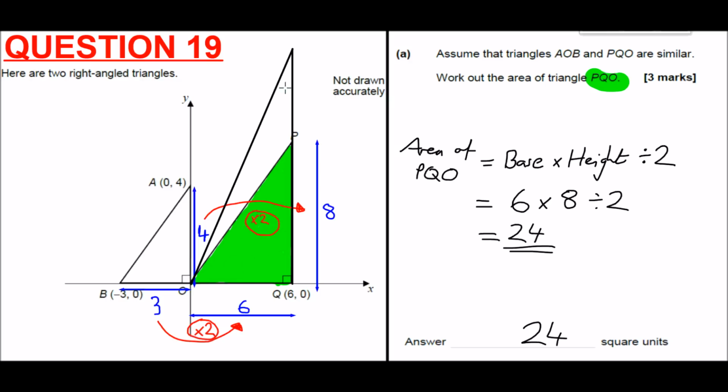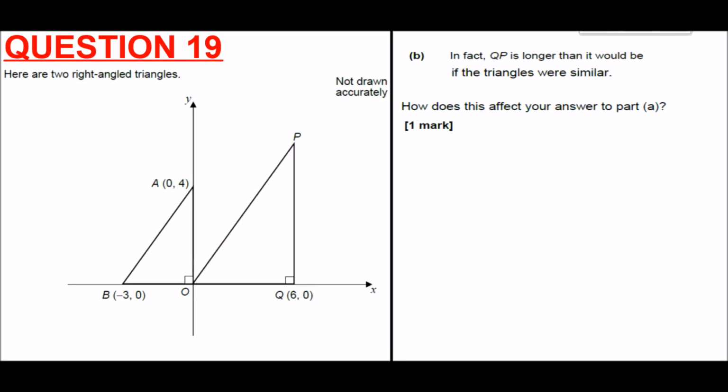It's not saying the base is any different, it's just saying it's taller. So if the base were the same but it was taller, I'm hoping you'll see that it's fairly obvious that the area of a triangle must be bigger then. If it's taller, it'll have a bigger area. And so, in terms of Part B, how does this affect your answer to Part A? The area would be bigger. The area of triangle PQO would have been larger.